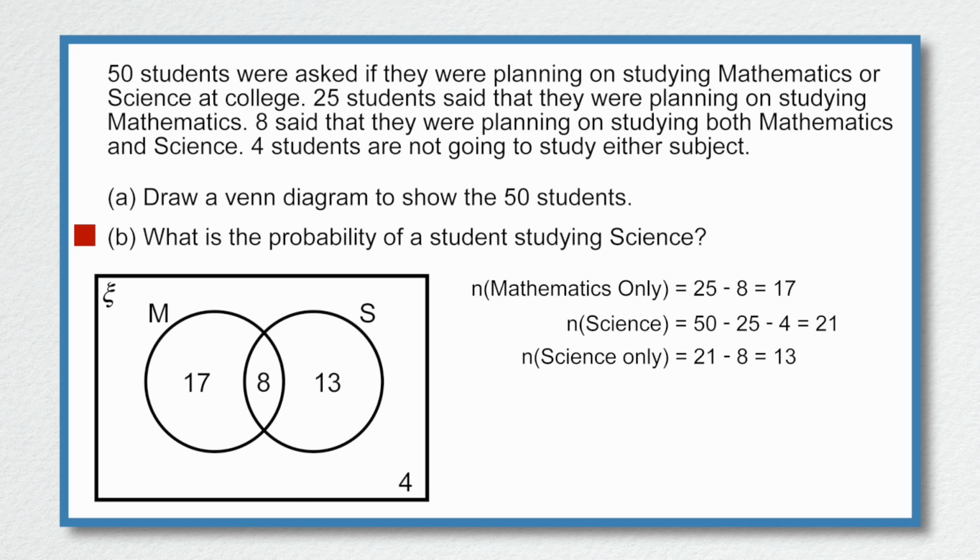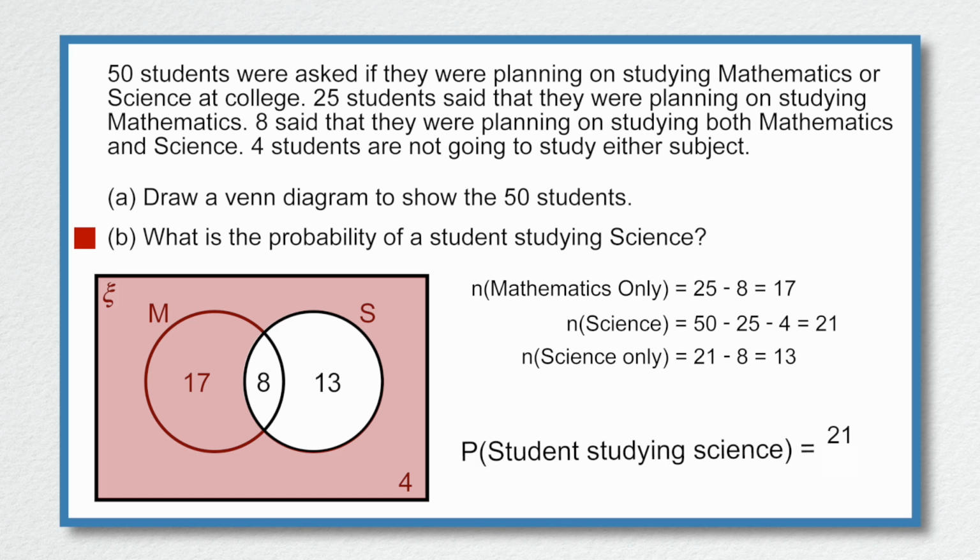Part B says, what is the probability of a student studying science? So the number of students studying science is equal to 21. So that's 21 out of 50. So 21 over 50 is our answer.